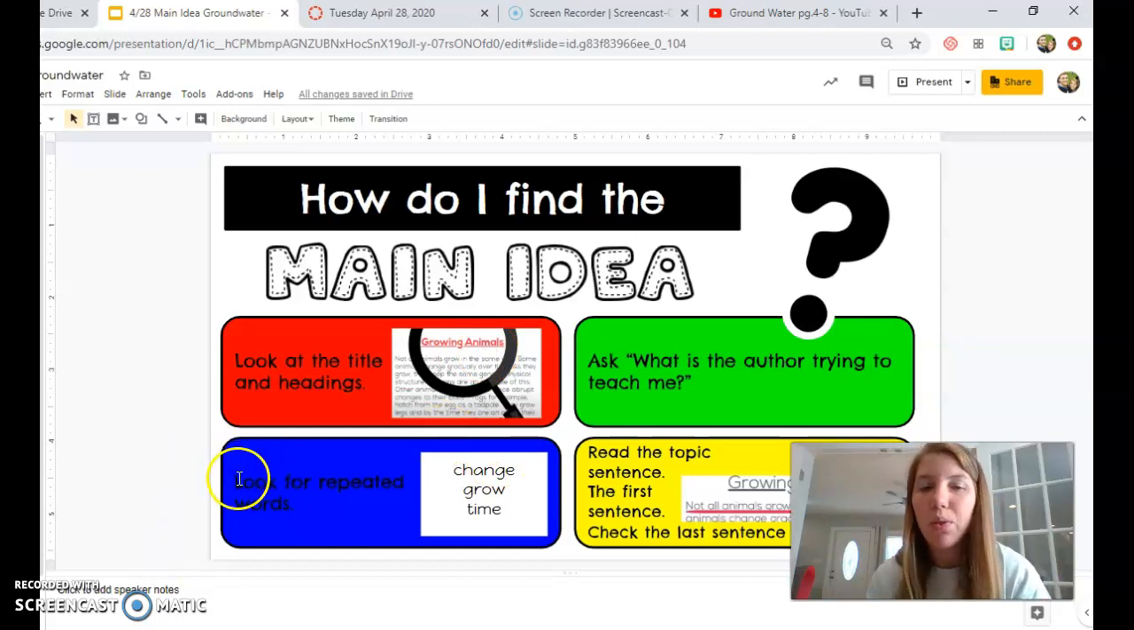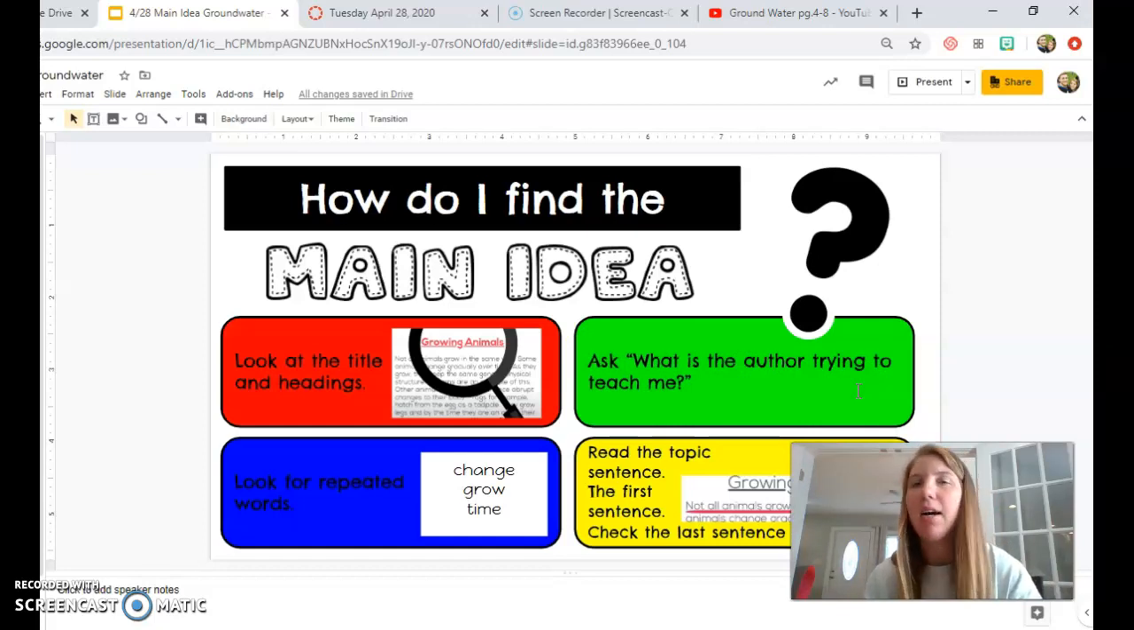Then we're going to look for repeated words. So words that repeat over and over again. That means that it's kind of like determining our topic. What is the story mostly talking about? If I see words that are repeated over and over again, then that tells me that the author is talking about one or two things that are very important in his writing. All right. Then we're going to ask ourselves, what is the author trying to teach me?